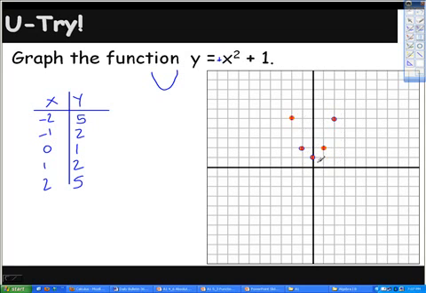You can see it kind of has that V shape, but it's got a turn here to get up to that other point. So it's not a V, it's a parabola. So we're going to draw that parabolic type curve through here. It looks something like this. How'd you do?